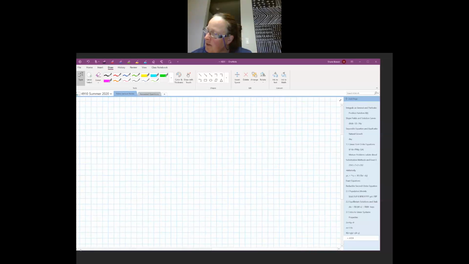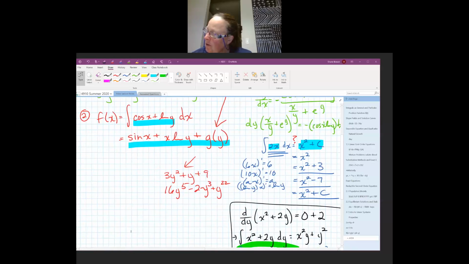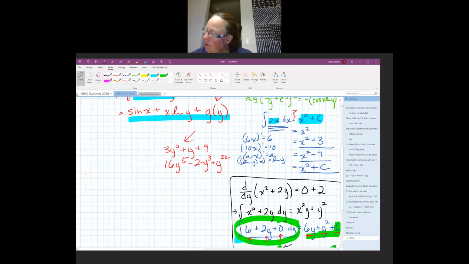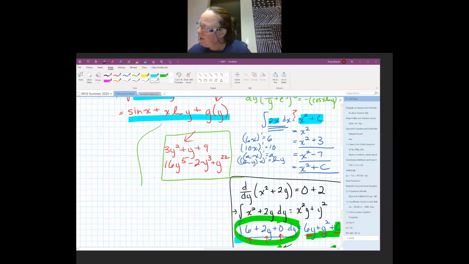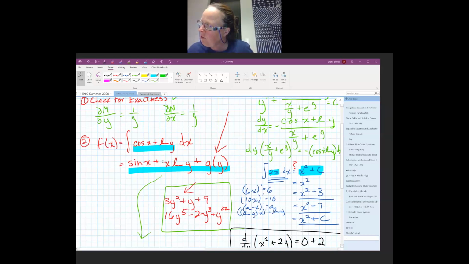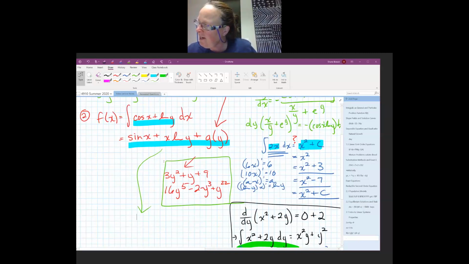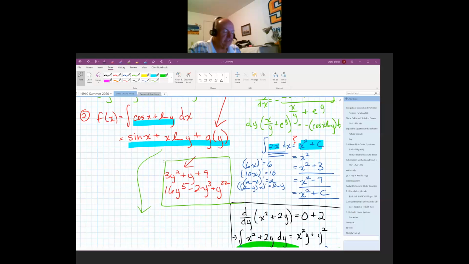Okay, so what I have is that the partial derivative of, what were we doing? Okay, so what we got down to was that the integral of m was sine x plus x times the natural log of y plus g of y. Yes, that's always your second step, right?